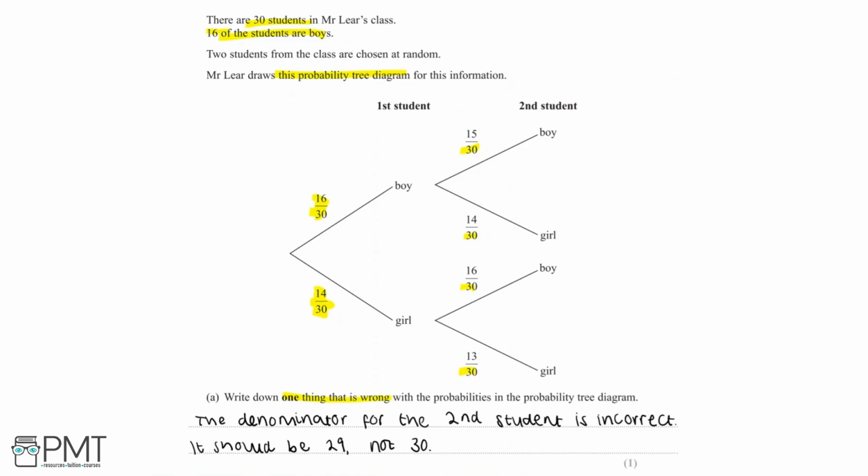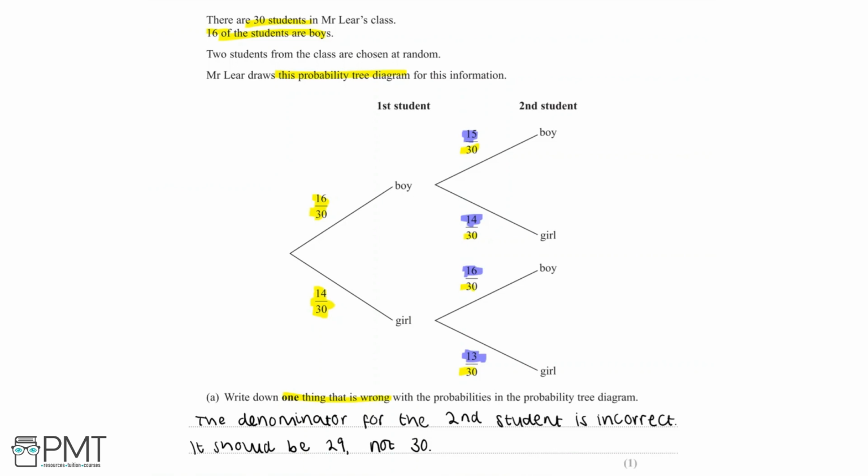But there's also another thing that you could have written. If we take another look at the diagram, we can see that there's another mistake, which we also could have written in order to get that 1 mark. We can see here that it says 15 over 30 and 14 over 30, but this doesn't add up to 1, when it should. 15 over 30 plus 14 over 30 will only give 29 over 30. And then the same thing happens below. We have 16 over 30 and 13 over 30, and adding these up, we'll get 29 out of 30 instead of 30 out of 30.